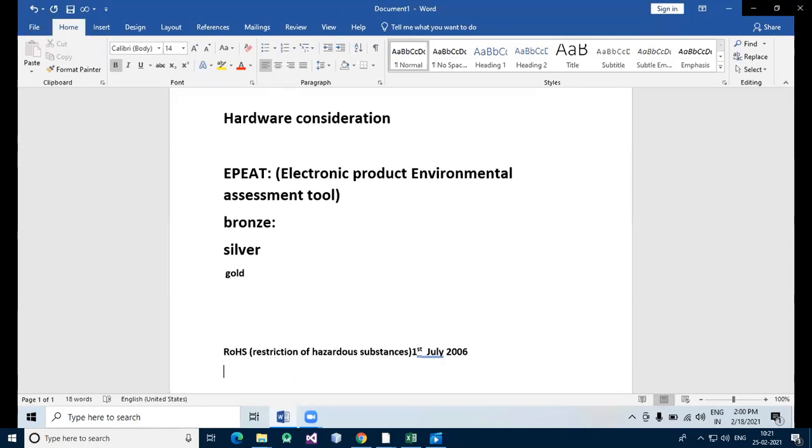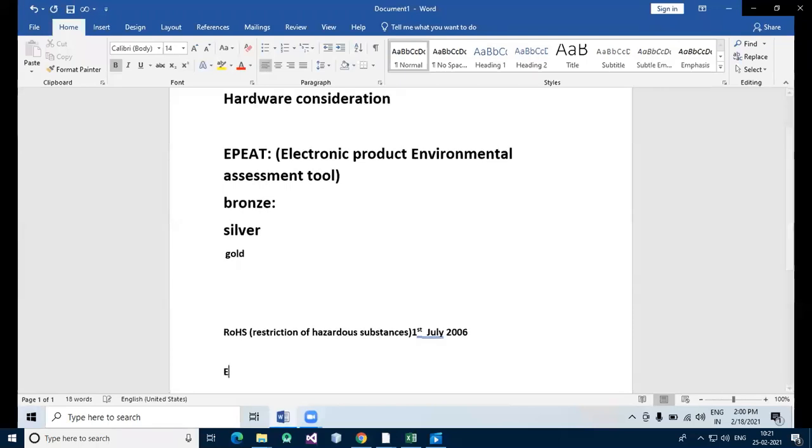For example, you know very well Toshiba. Toshiba builds computers and laptops that are lead free and meet other RoHS guidelines. So this is about the RoHS certificate.